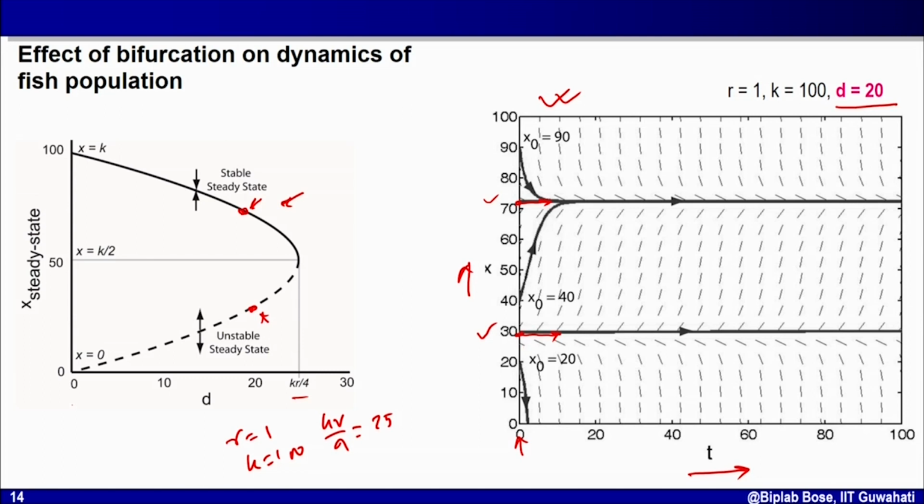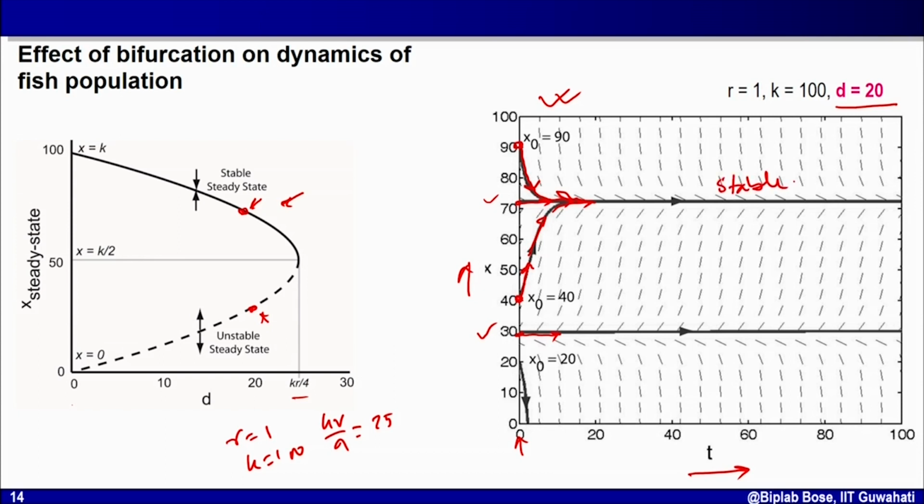But if you start growing your fishes with a value in between these two steady states, say x equal to 40 here. So you are starting with your fish tank with 40 fishes. When r equal to 1, k equal to 100 and d equal to 20, that means you take out 20 fish per unit time, then the direction field is telling that I will follow these arrows and will eventually collapse at this steady state, which is at near 70. If I start at t equal to 0 with 90 fish, my direction field is telling me I will follow this trajectory and collapse at this steady state. So this is a stable steady state.